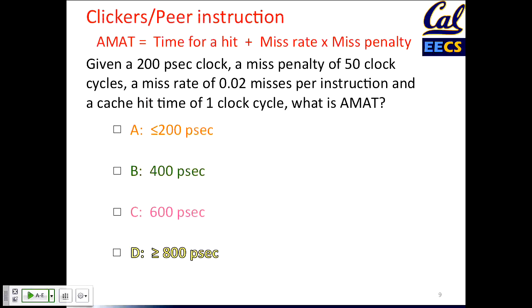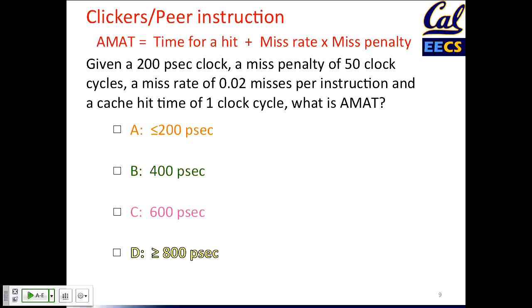So let's just go over that. The 200 picosecond clock, a miss penalty of 50 clock cycles, a miss rate of 0.02 misses per instruction, and a cache hit time of 1 clock cycle. What is AMAT? So time for a hit is 1 clock cycle of 200 picoseconds. So if there's any miss penalty, it can't be A, right? A is less than or equal to a single clock cycle. It's going to be 1 plus something.